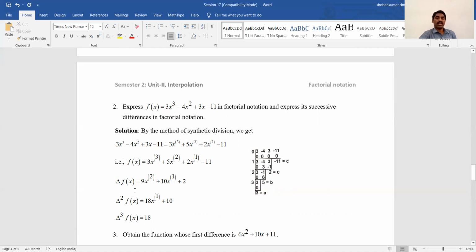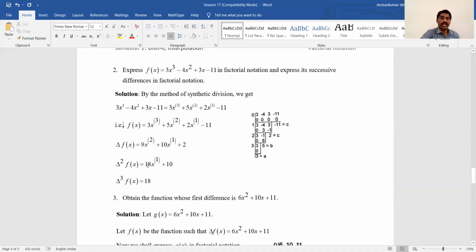And again applying delta on both sides, delta square f of x is 18x plus 10. And again applying delta on both sides, delta cube f of x is equal to 18. These are the successive differences in factorial notation: delta f of x, delta 2 f of x, delta 3 f of x. You can also use the forward difference table; there also we get delta 3 f of x as 18 only.